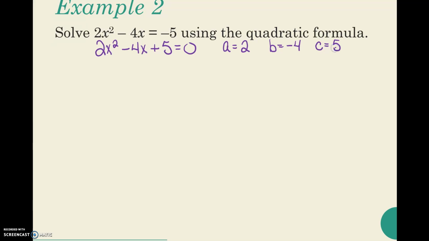C is 5. I would like you to pause the video and try to put these numbers into the quadratic formula correctly. Get your quadratic formula written out and then play the video to check your work. X equals the opposite of B. Our B is negative 4. The opposite of that is positive 4.